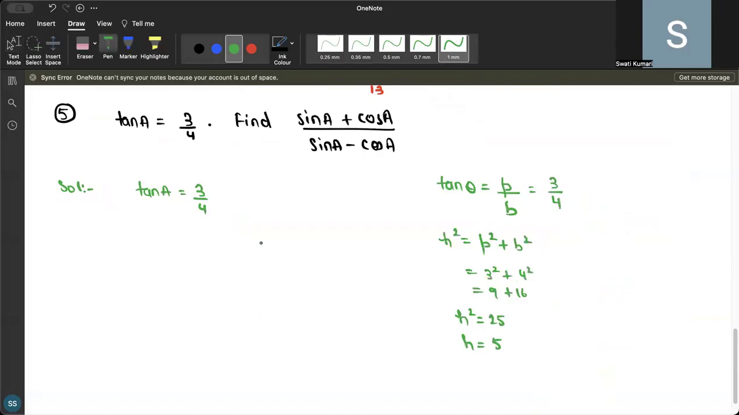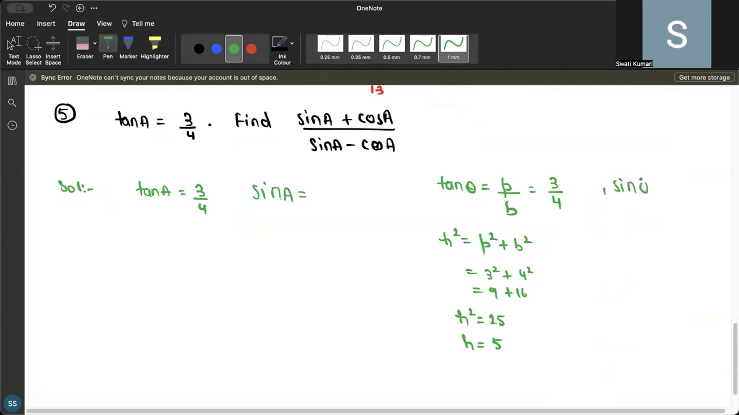Now we can solve this. What will be sine A? The formula for sine theta is P by H. So using this formula, it will become P, that means 3, H means 5. And cos theta, that means cos A. Cos theta formula is B by H. So what is B? 4. And what is H? 5. So we have all the values now, sine A and cos A, and we have to just substitute here and we'll get the answer.